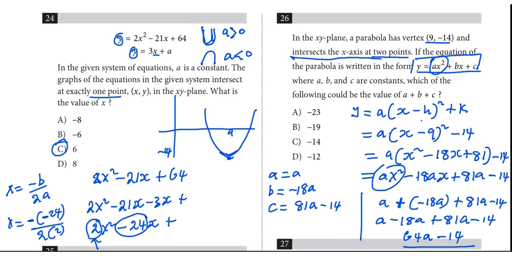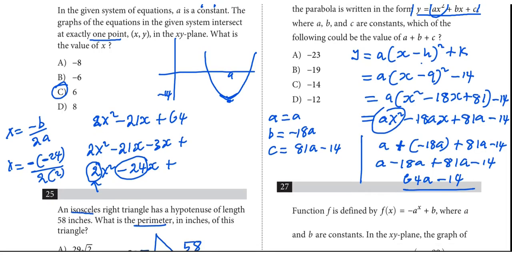So now we are going to set this value to the options that we have to determine the one that can give us the value of a to be positive. So let's check them out for each of them. If we set this value to negative 23, so let's assume we have 64a minus 14 is equals to negative 23.